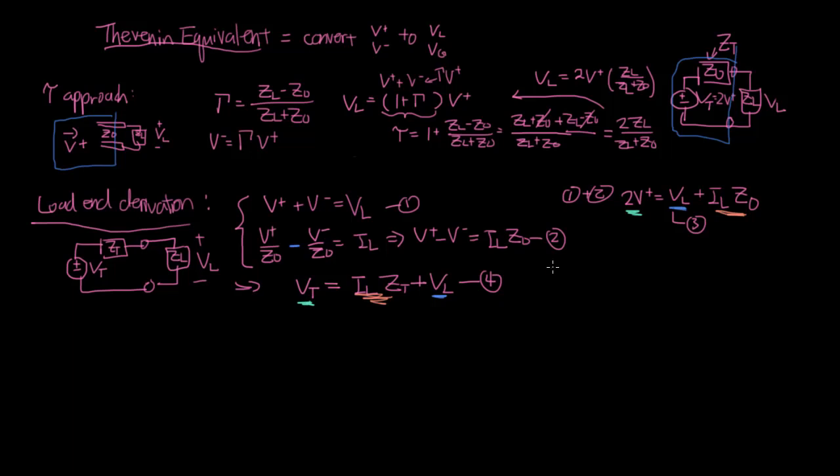So by comparing 3 and 4, you'll find that VT is going to be equal to 2V plus, and ZT is simply going to be equal to Z naught.